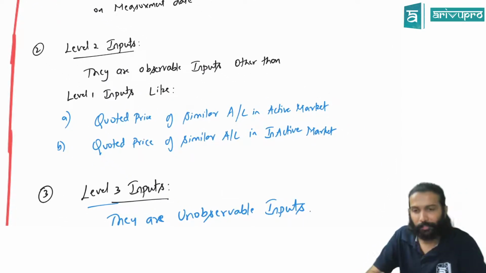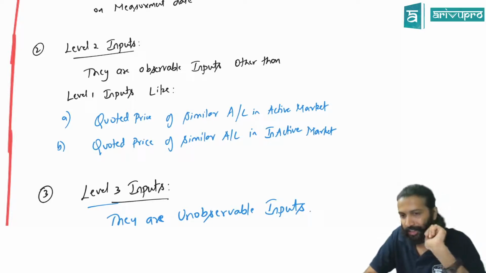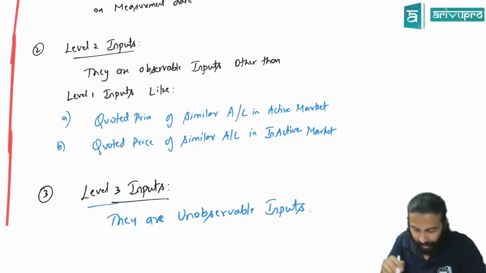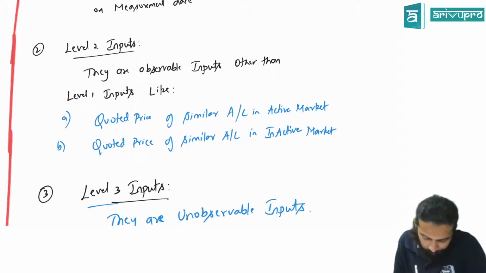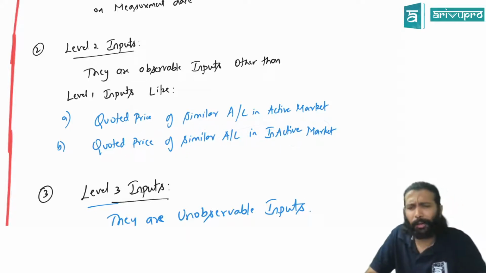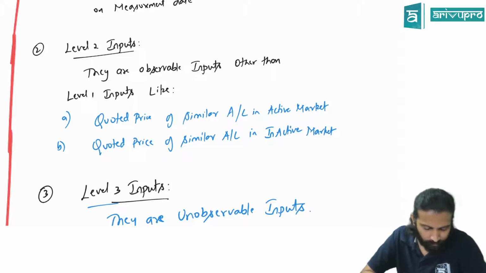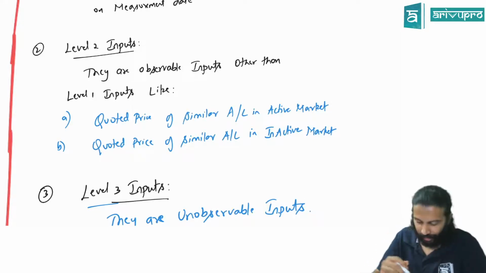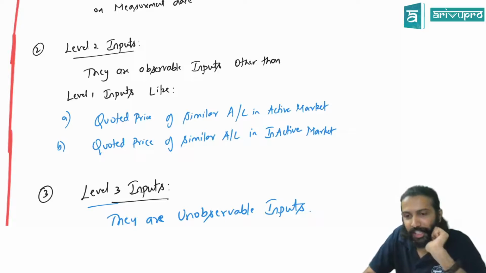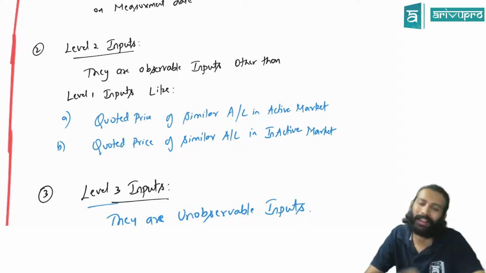Active market means a large number of buyers and sellers. But here they told one more point: quoted price of similar assets and liabilities in an inactive market. There is no active market like the Bombay Stock Exchange. Bangalore also has a stock exchange, Chennai also has a stock exchange, but they are not that active. They become your inactive market.